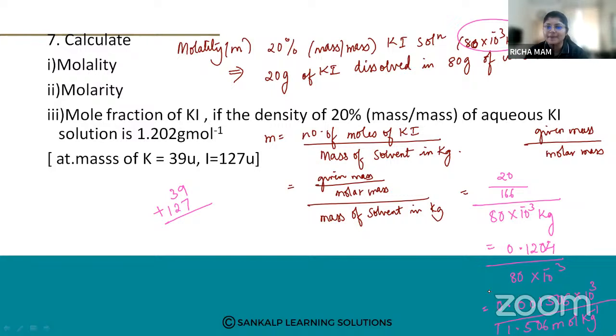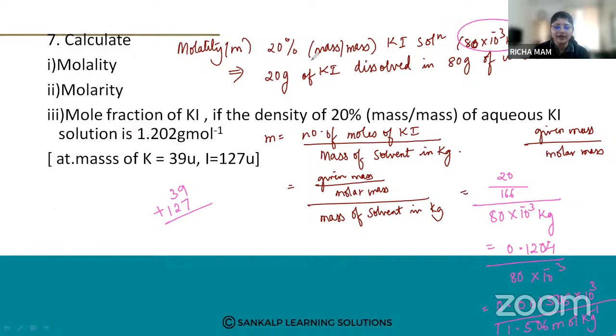Everybody got the same? Just see, 1.506 mole per kg. Yes, Shivaduni has answered it right. Yes, others? Okay, good. So like this, we have to calculate. Yes, Suraya has also answered it right. Good. Okay, so now we'll calculate the molarity.